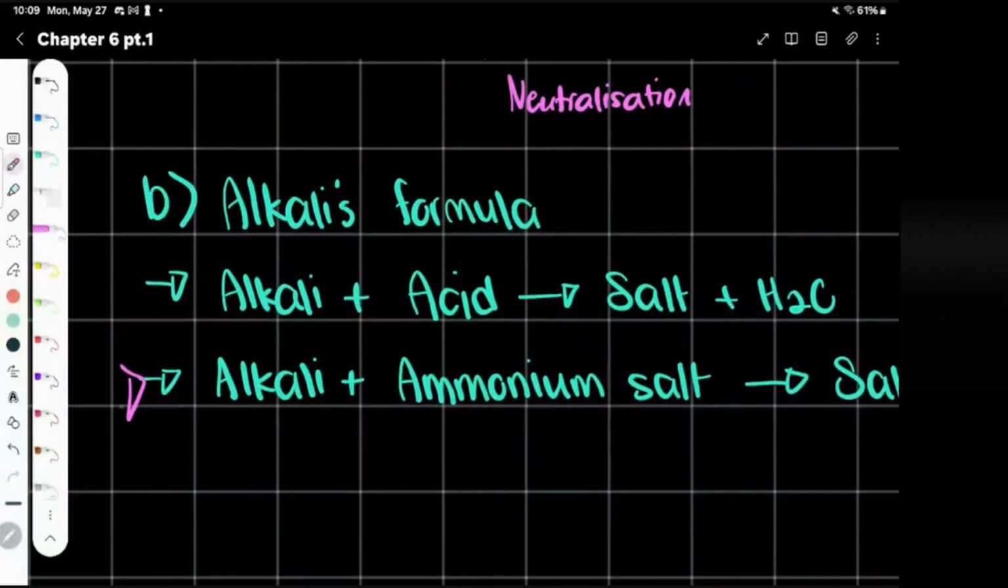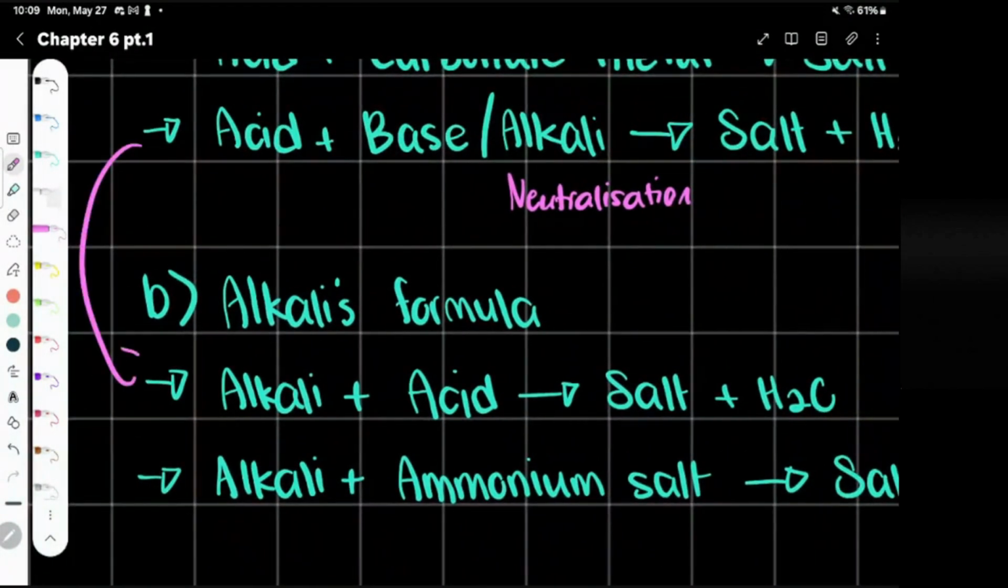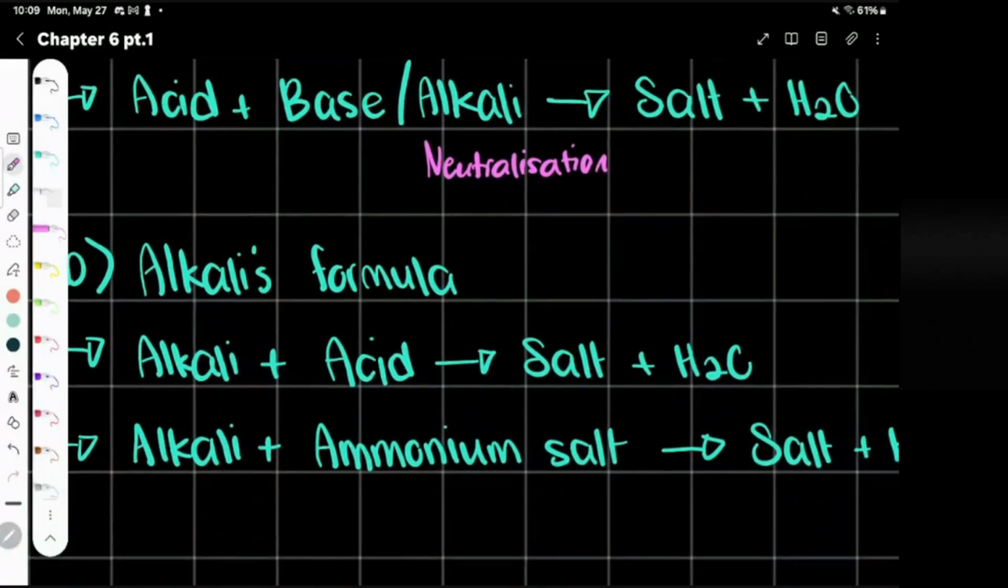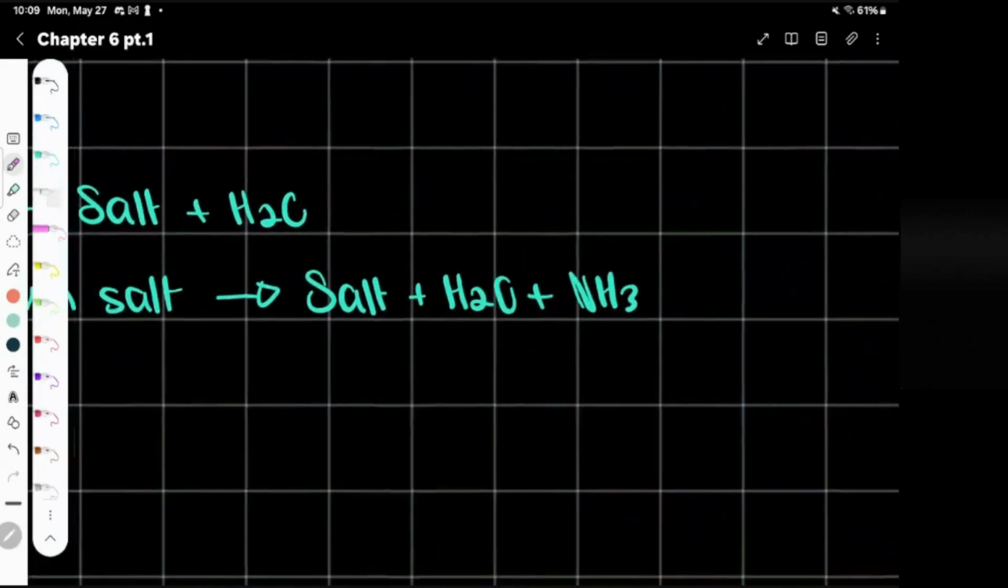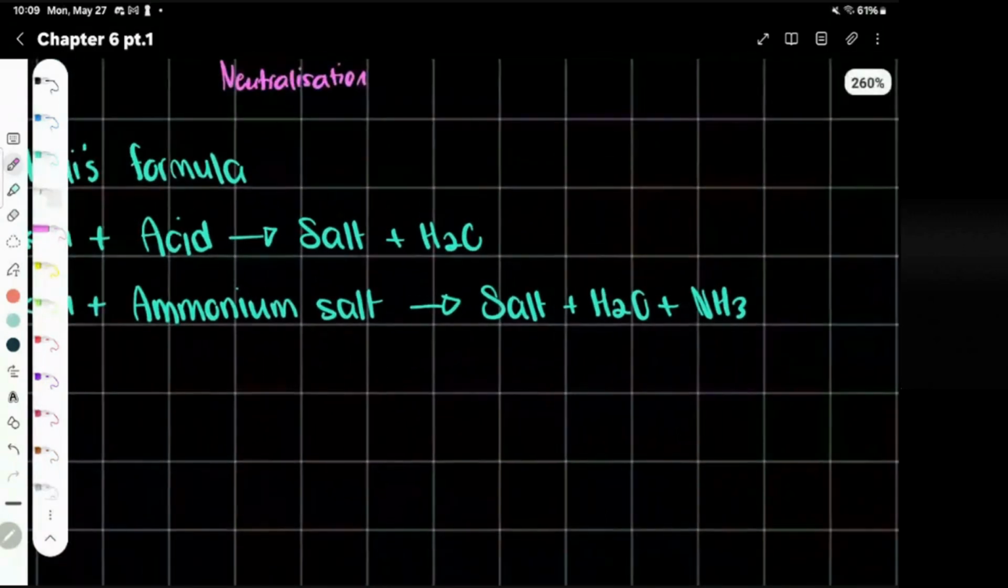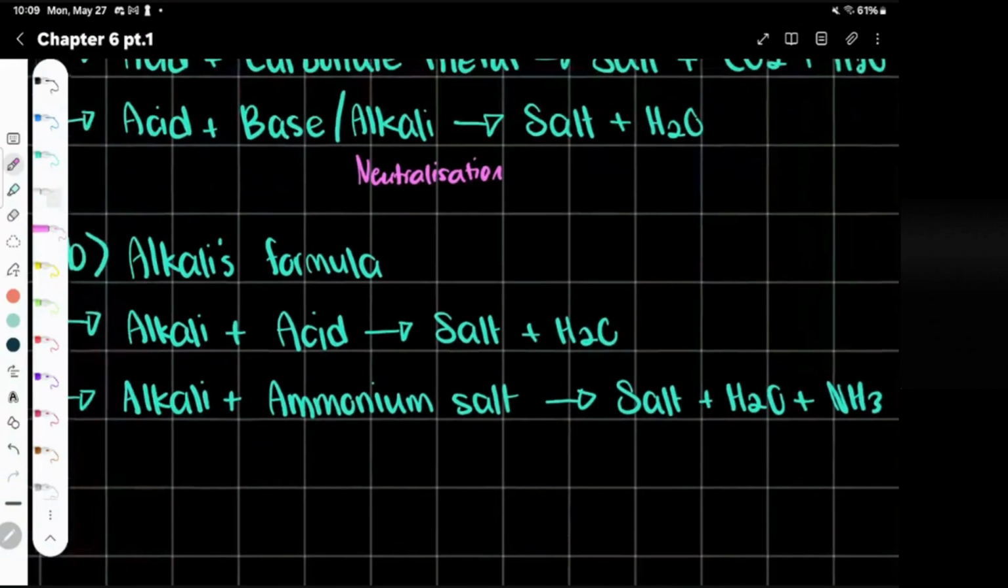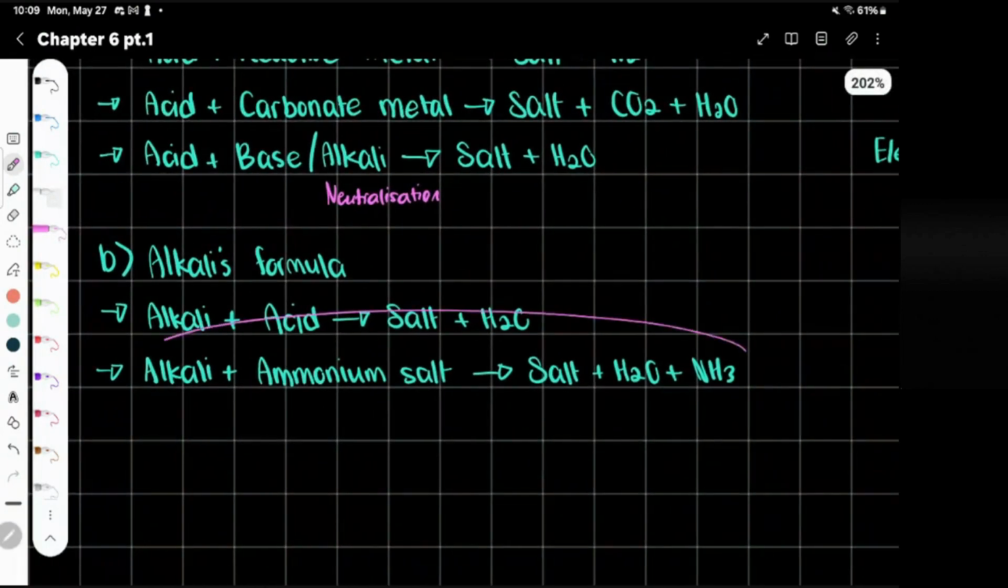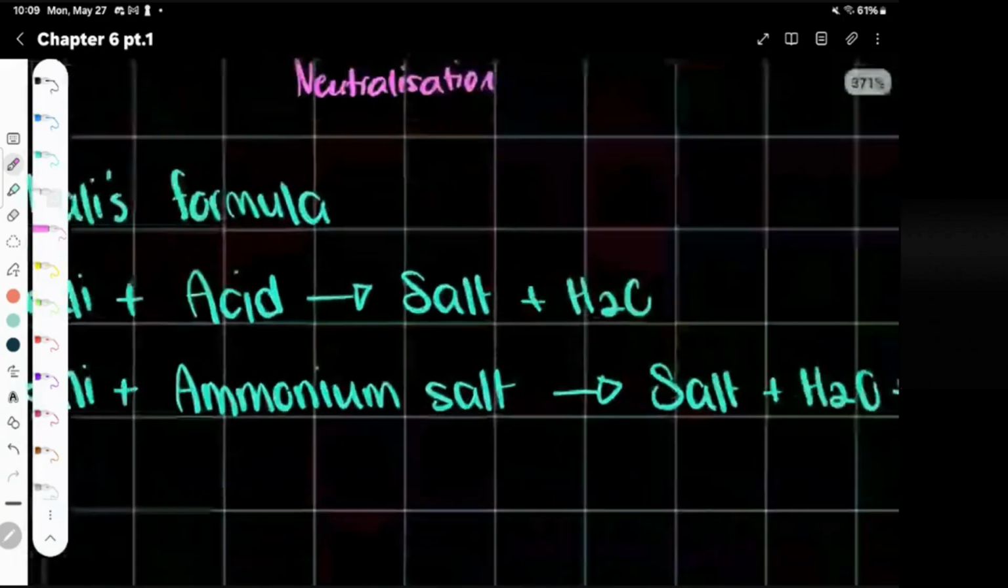Sorry, I meant this one here. The thing that is actually different is the bottom formula here. Alkali plus ammonium salt equals salt, water, and ammonia gas. Yes, ammonia gas. Do you need to know the bottom part? To be honest, no, because in SPM they rarely ask for this.